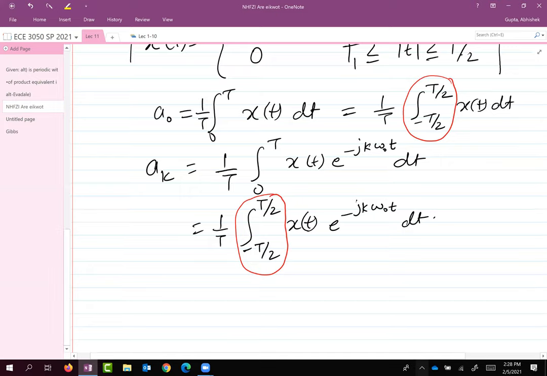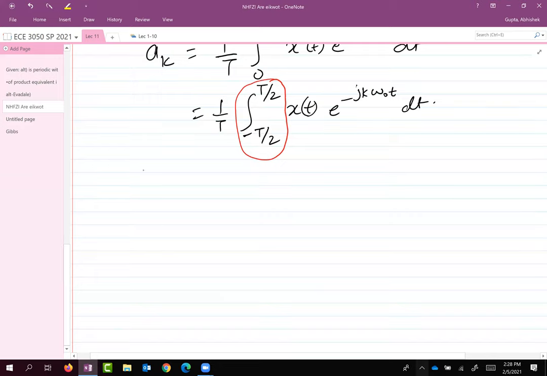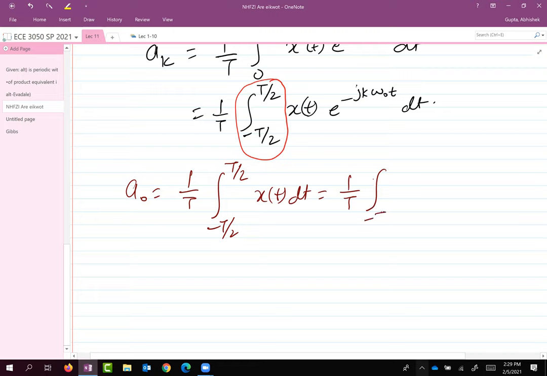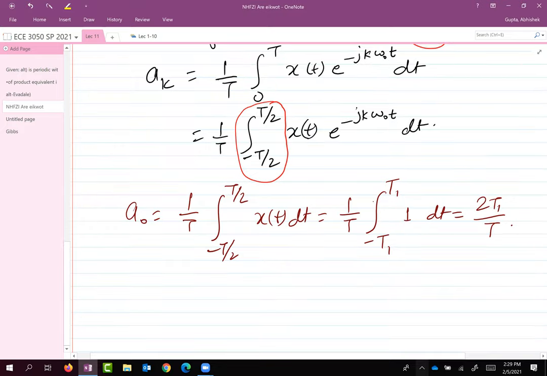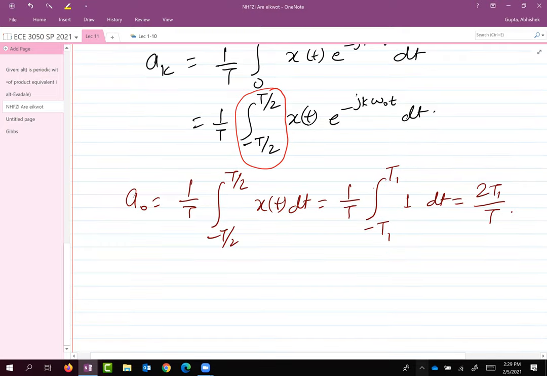So let's try to evaluate the value of a naught. Okay, any questions so far? Computed the value of a naught. Let's compute the value of a_k using the same expression that I've given above.